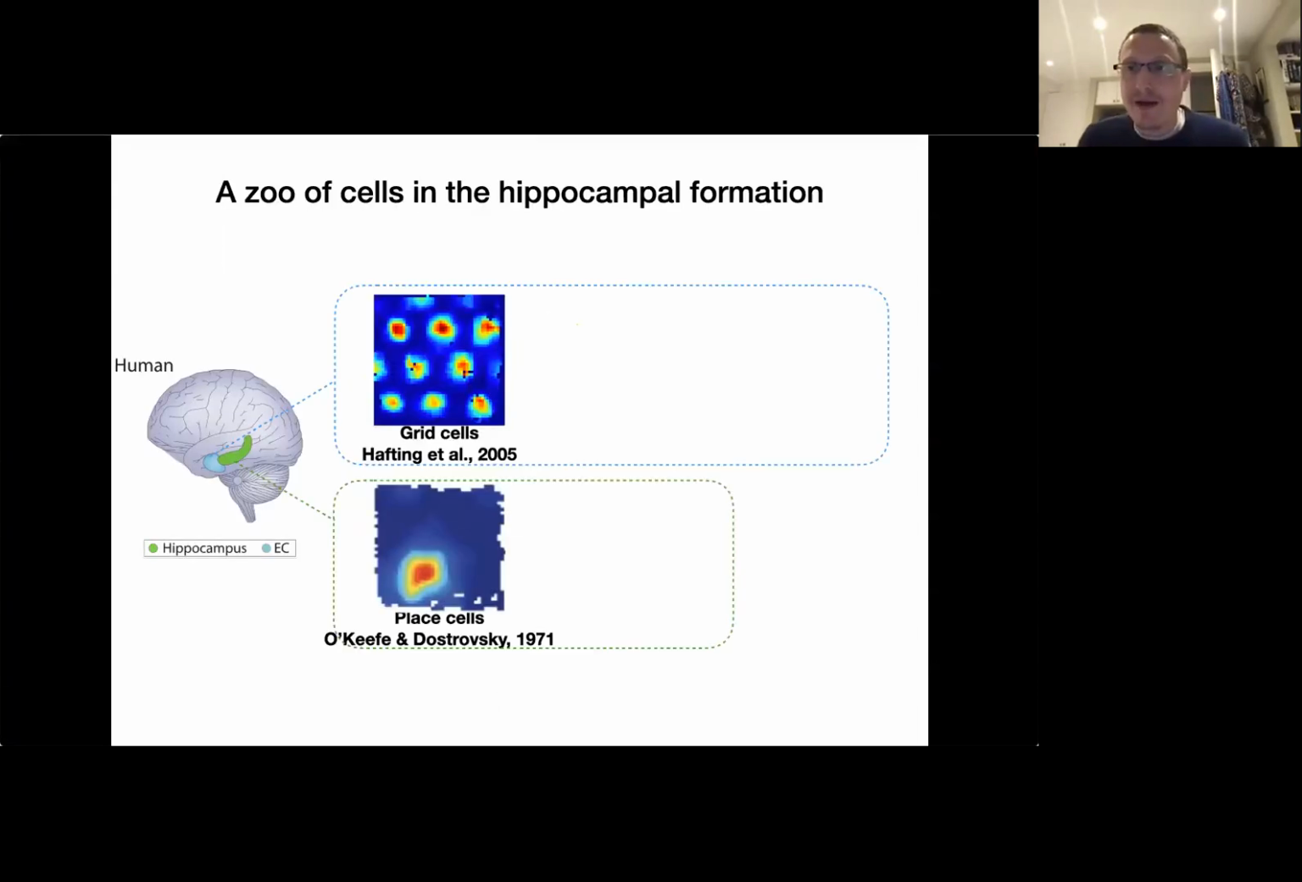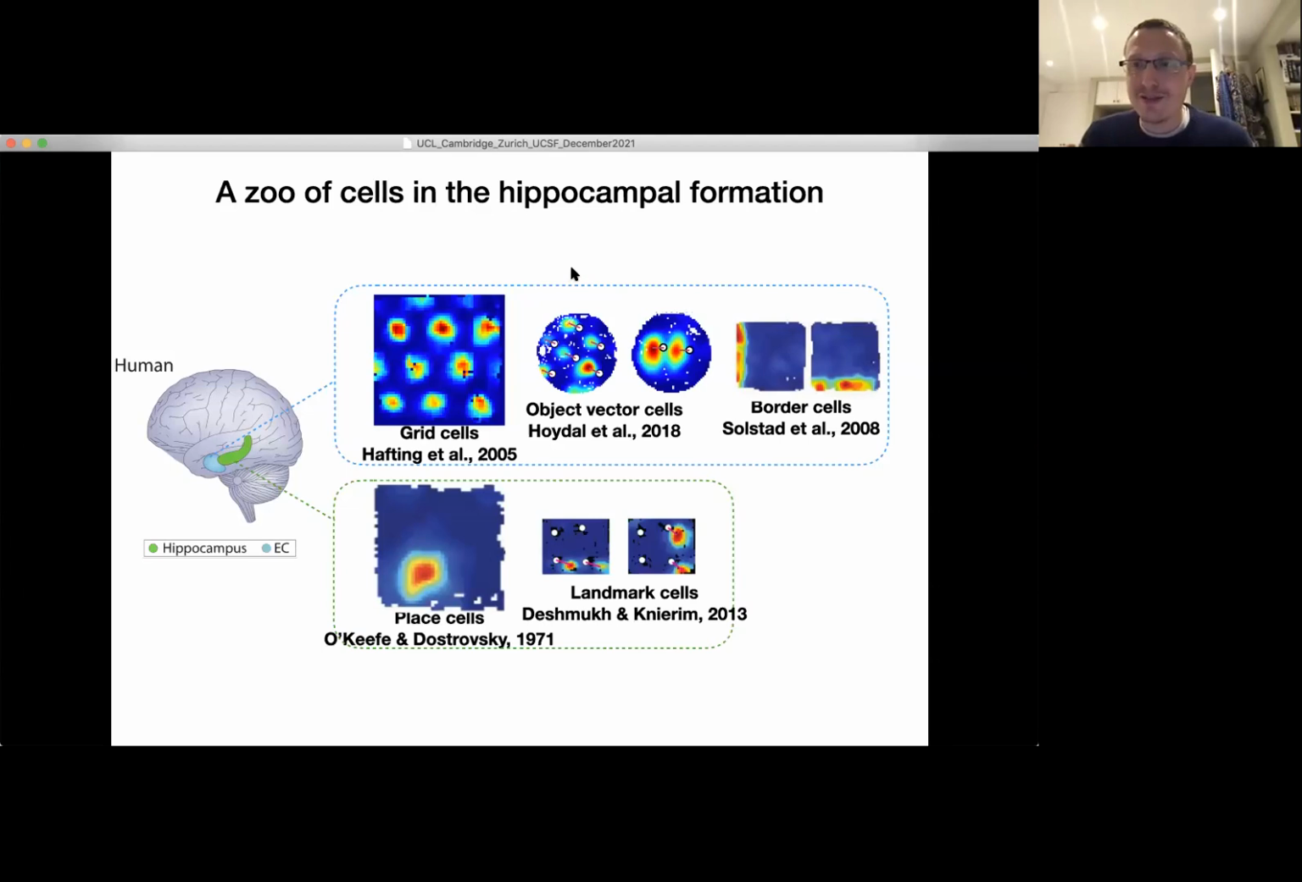Okay, and so we know a little bit about the cells that underlie these kinds of inferences in the spatial domain. Here's a couple of them. There are the famous place cells and grid cells that won the Nobel Prize, in the hippocampus for place cells and entorhinal cortex for grid cells. There are also a bunch of other cells like this that all appear to be bespoke to space, like object vector cells, border cells, landmark cells, et cetera, each with their own Nature paper. So these things seem to solve this inference problem, but selectively, bespoke to space.